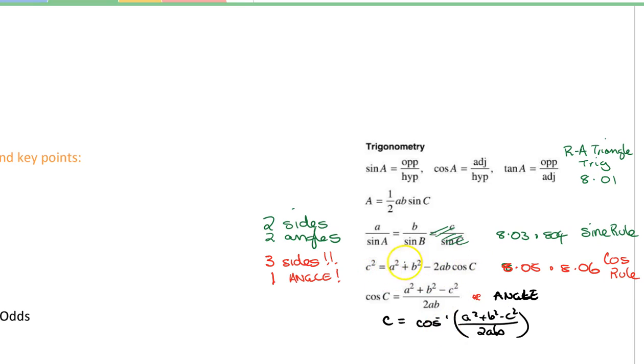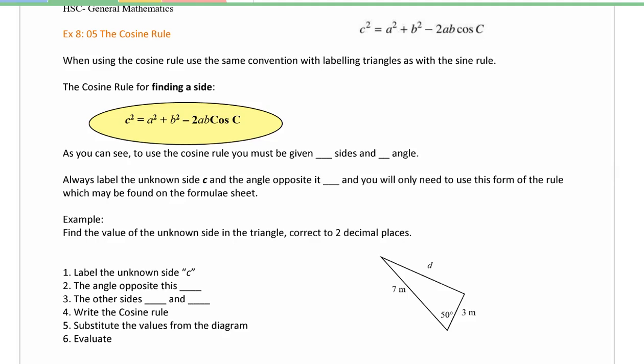And this form of the cos rule is when you are finding lowercase c, which is a side. So this is the format for when you're calculating a side in a triangle. So exercise 805 is the cosine rule. 805 only focuses on finding a side, so we only need the format c squared is a squared plus b squared minus 2ab cos C, which is on your formula sheet, your reference sheet.